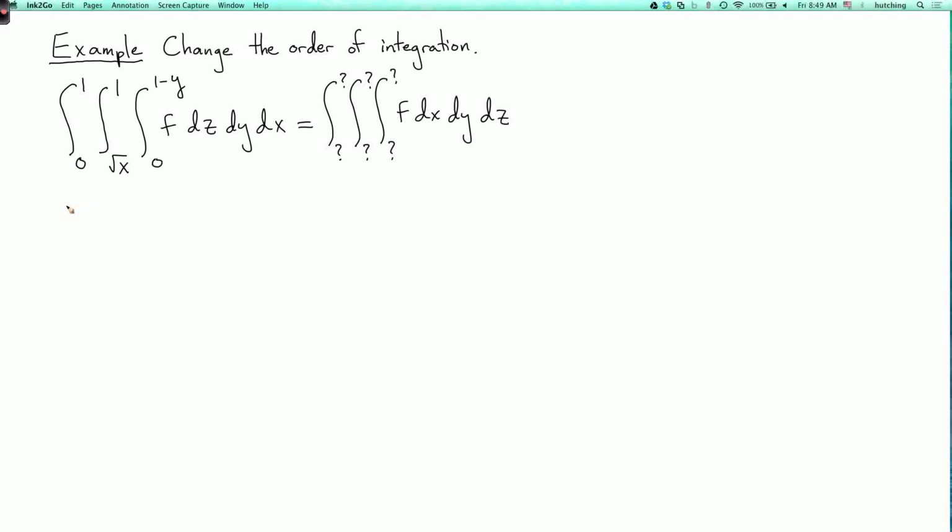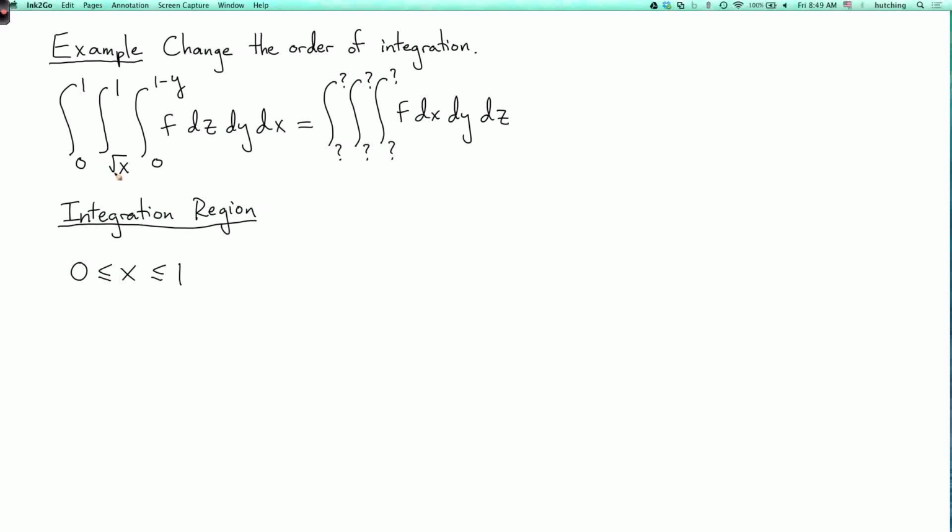The first thing we have to do is write down the integration region. Any iterated integral like this is a triple integral over some region, and the limits of integration give us inequalities which define the region. So in the outermost integral, we're going from 0 to 1, so that means that x is between 0 and 1.